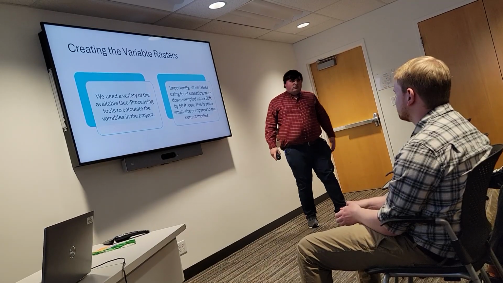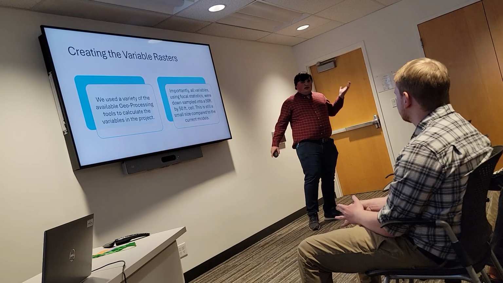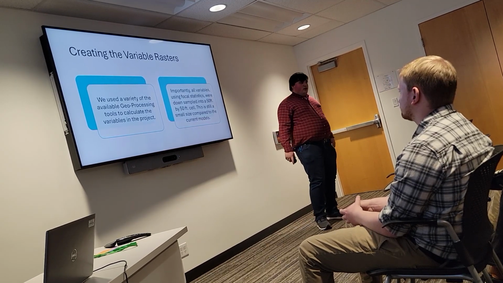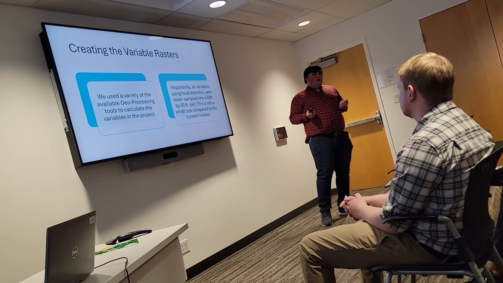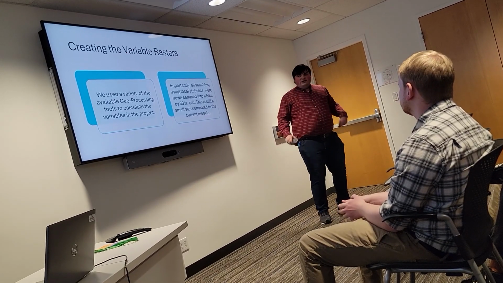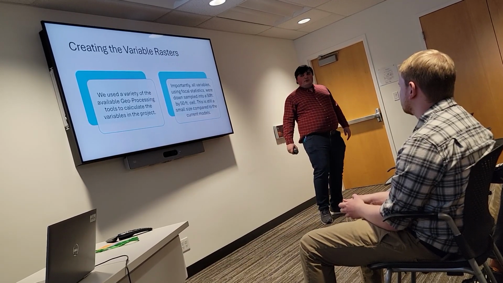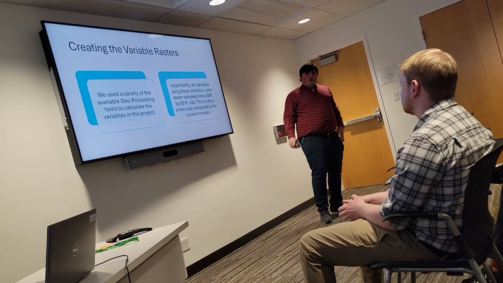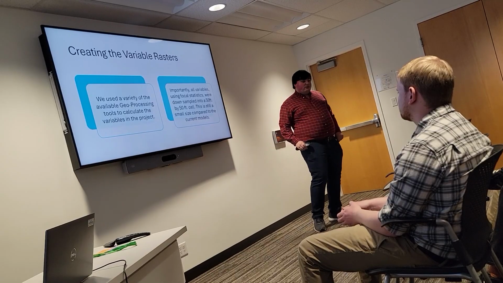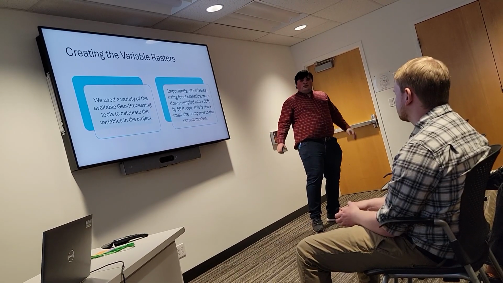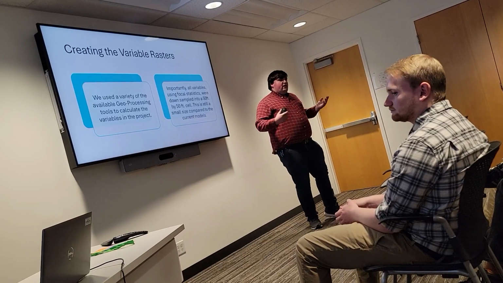And so now that we get to creating the variable rasters, we used a variety of the available geoprocessing tools to calculate the variables in the project. I'm not going to go through every single step I did to make these, but I think the most important one that I used was the focal statistics, which is once we ran all the calculations, we downsampled into a 50-foot by 50-foot cell. This is still a small size compared to current models, such as the Maxent model, which is a 50-meter by 50-meter cell. So we're still getting a much finer resolution with a 50-foot by 50-foot cell, but in the future we can look at making that more high resolution.